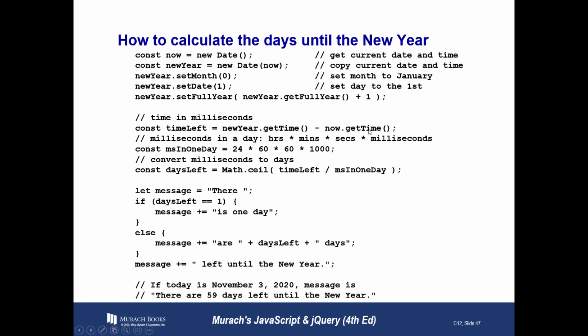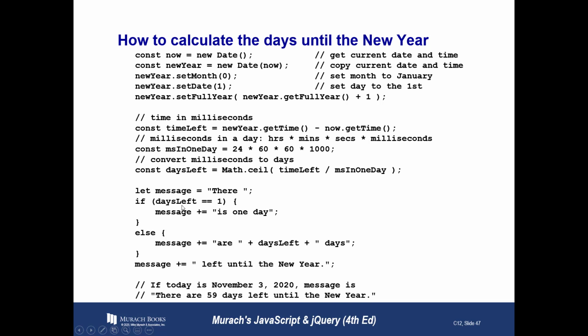It says milliseconds in a day are hours times minutes. So 24 hours in a day times 60 minutes in an hour times 60 seconds in a minute times whatever the number of milliseconds we had. So that's this. Then we convert it to days by, as it says, the time left, which is that difference, divided by the milliseconds in a day.